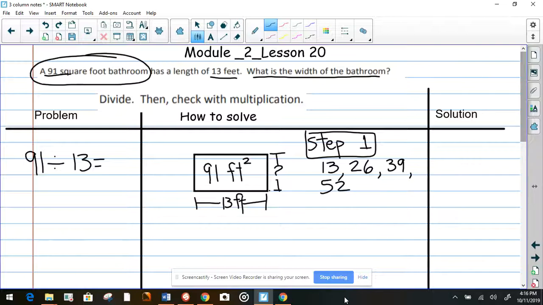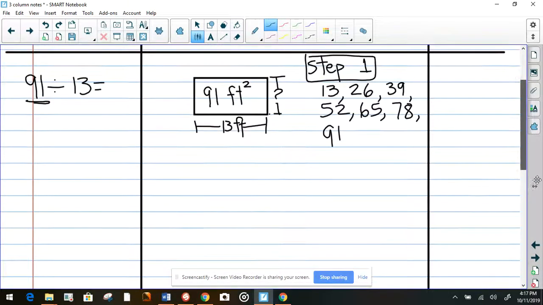I better do addition now because I'm getting behind here. So 52 plus 13 will be 65. And 65 plus 13 will be 78. And 78 plus 13 will equal 91. And now I'm here. Look, that's the number that I'm searching for. So now I know that.